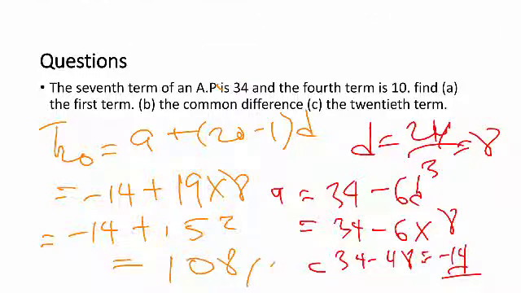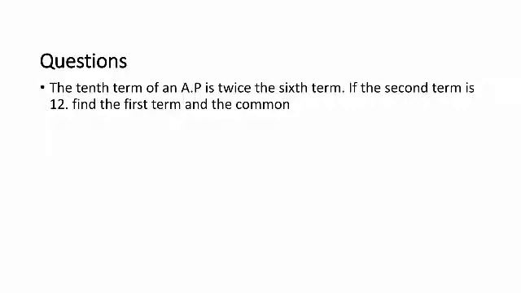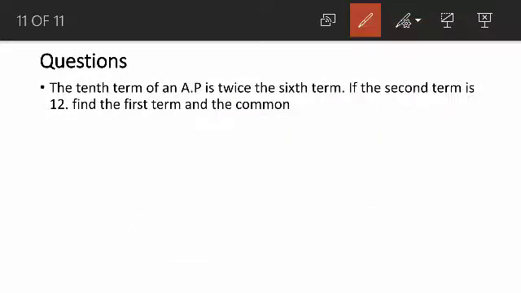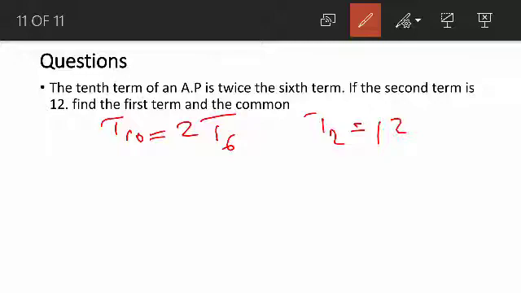Okay, so that leads us to another question here. We are told the 10th term of an AP is twice the 6th term. If the second term is 12, find the first term and the common difference. The 10th term of an AP is twice the 6th term. That means T10 is equal to 2 times T6. Then we're also told that the second term is 12, that means T2 is equal to 12. Find the first term and the common difference.